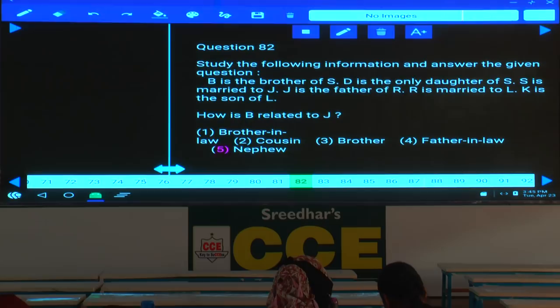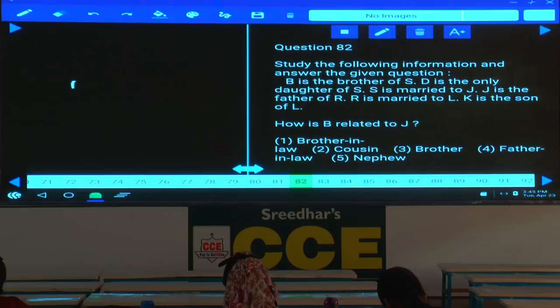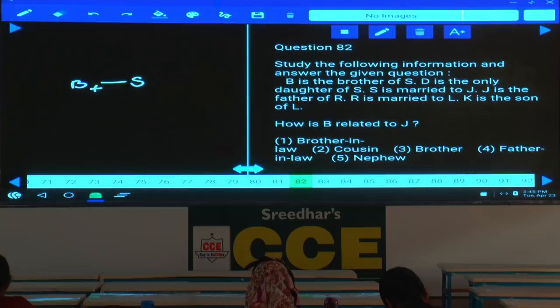Now in question numbers 82 to 84, these three are based on blood relations. Now the first information is B is the brother of S. B is a male. The gender of S is not known as of now. And D is the only daughter of S. Now D being the only daughter of S doesn't mean that there are no other children. There could be some more children, but there is only one female child to this S.